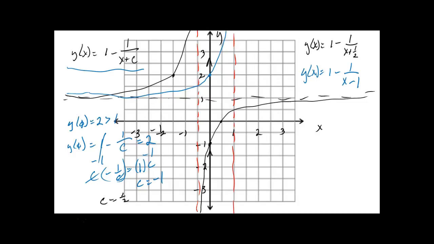Okay. And if you use 2, what does this tell you y of 2 would be? 1 minus 1, which is 0. So y at 2 is going to be 0. So here's where this half lives. Whoops. It lives somewhere down there.